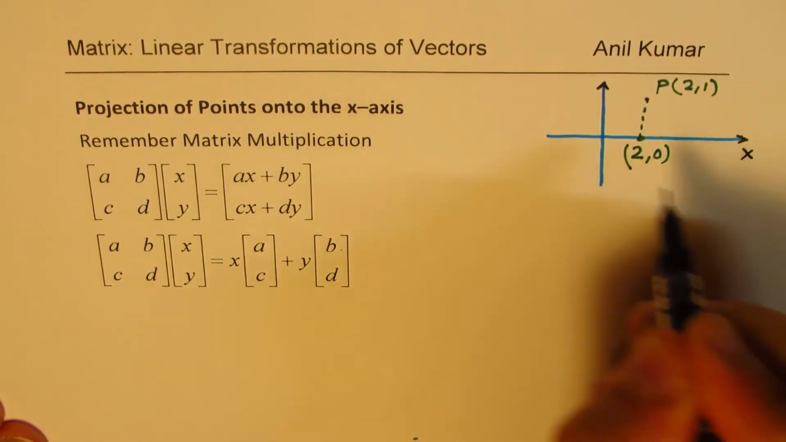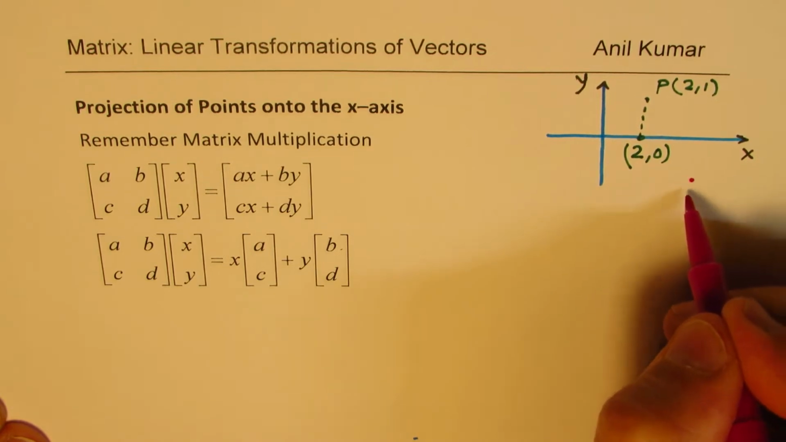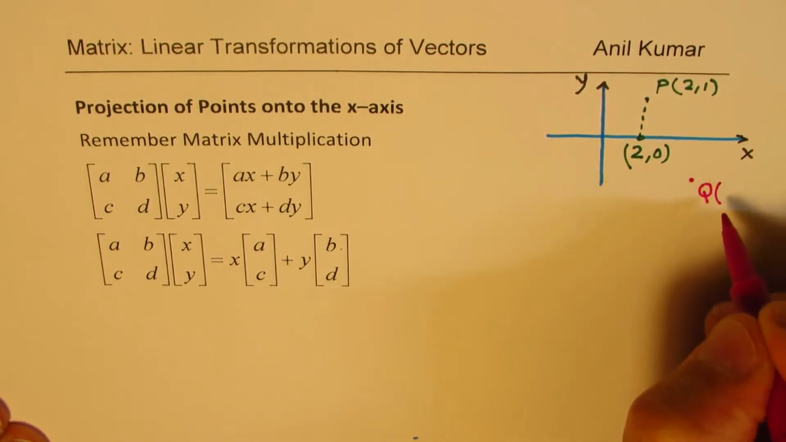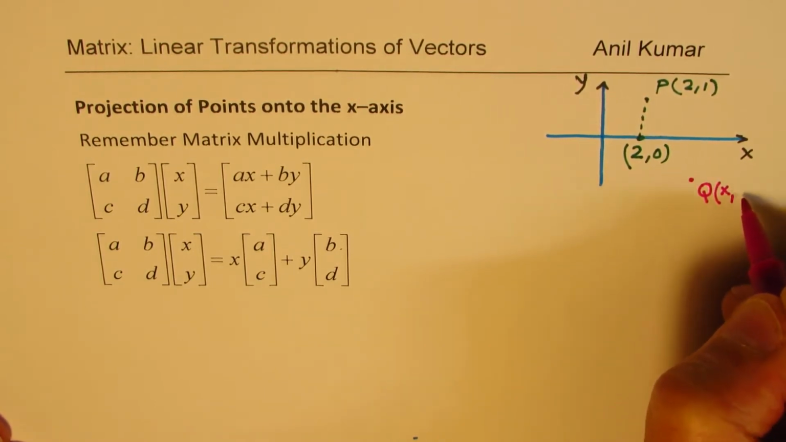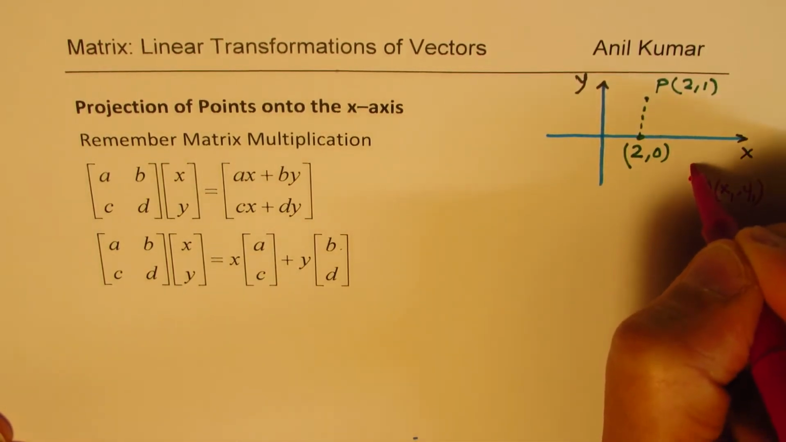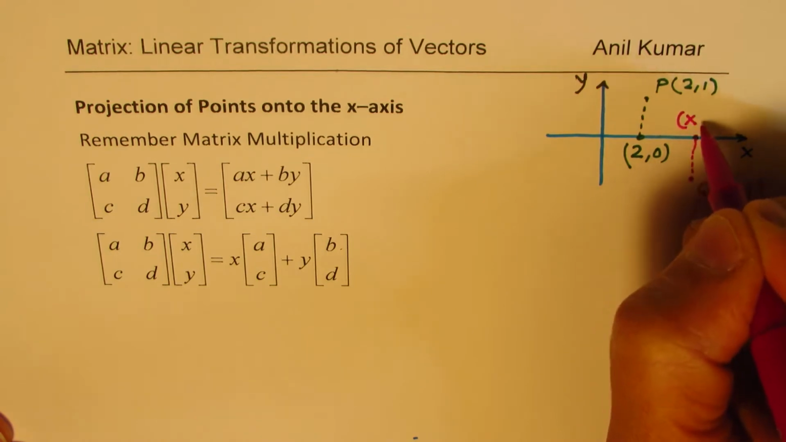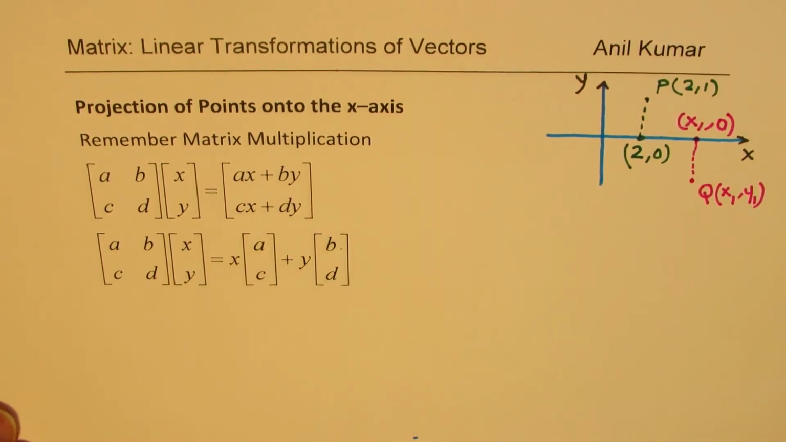Okay. So that is the x-axis and that is the y-axis. Let's take another point. Let's say we have a point Q here, and let us keep it general. Okay, so we'll just say this point is x1, y1, correct? So the projection of this on the x-axis will be a point which is x1, 0. So that is the point Q.